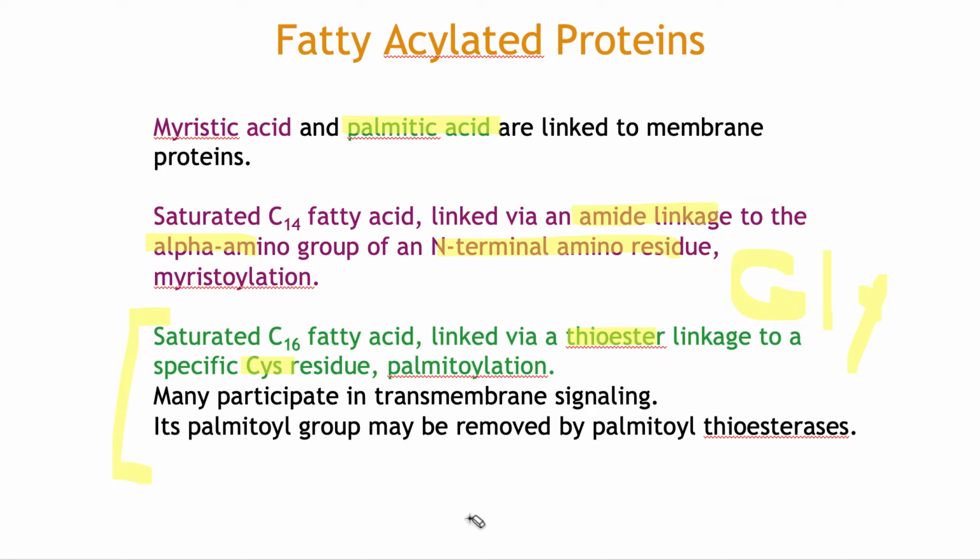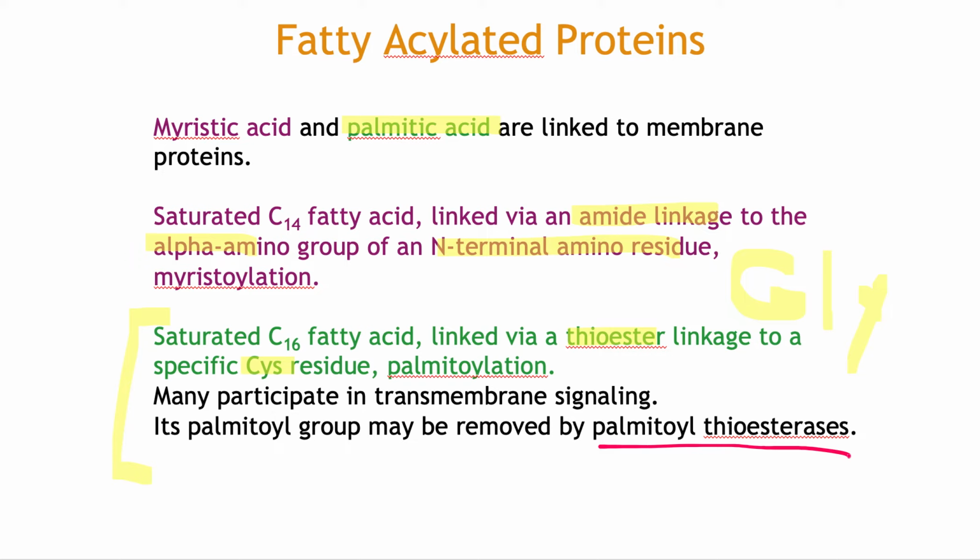All right. Well, palmitoylated proteins occur almost exclusively on the cytoplasmic face of the plasma membrane, and they typically participate in signaling. Unlike myristic acid, palmitoyl groups on a given protein can actually be removed by the action of an enzyme known as palmitoyl thioesterase.